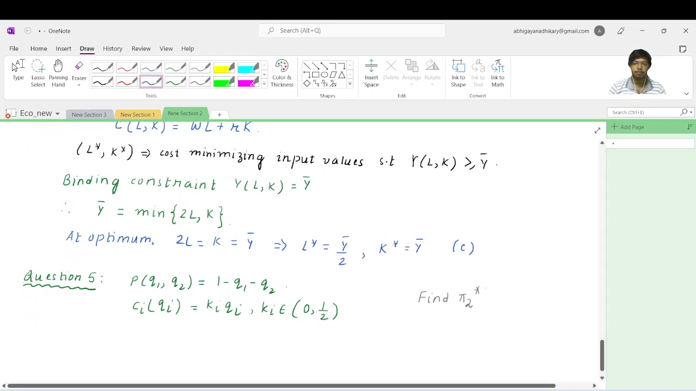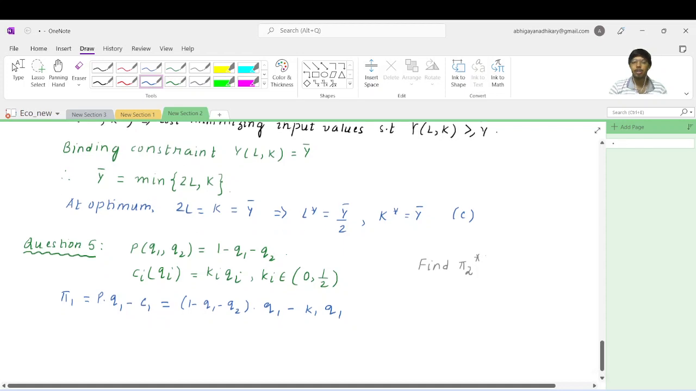So what is the profit expression for firm 1? It will be price times Q1 minus C1. So what is P? It is 1 minus Q1 minus Q2, times Q1. And what is C1? It is K1 times Q1. What does firm 1 do? It tries to maximize profit by choosing Q1, considering firm 2's output as given, right? This is the idea of the Cournot equilibrium.